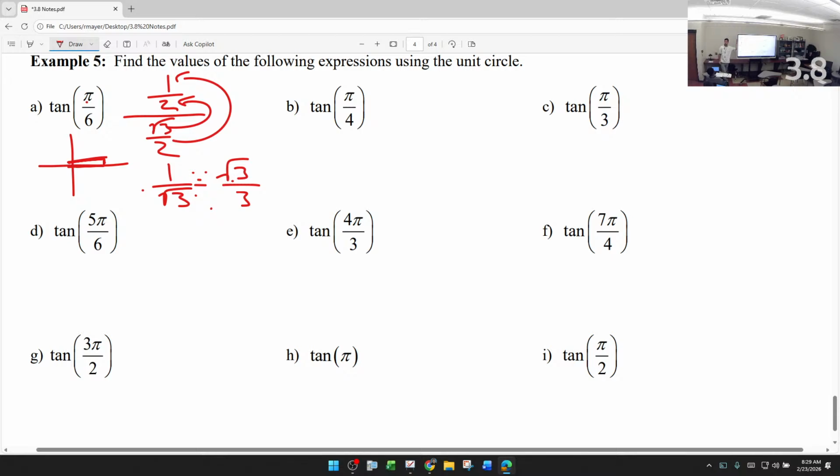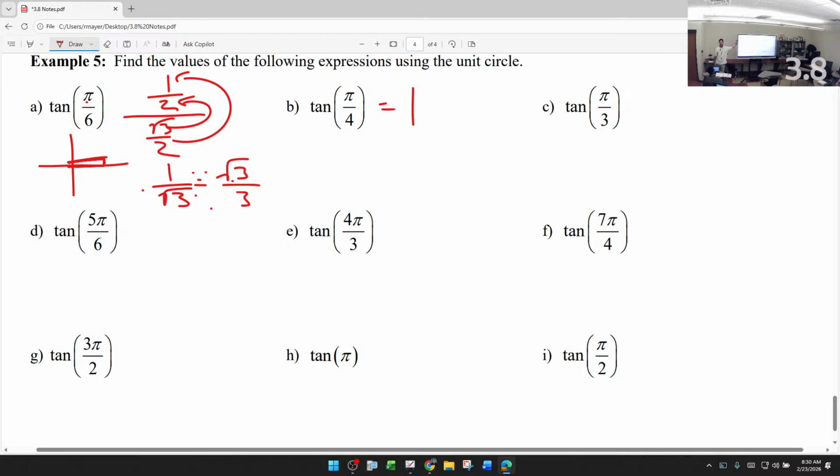Pi over 4. That's in quadrant 1. That's where sine and cosine are the same thing. I do have this one memorized. But even if I don't have it memorized, I can think about it. Pi over 4 is square root of 2 over 2 over square root of 2 over 2, because sine of pi over 4 and cosine of pi over 4 are the same thing. And you put the same thing over the same thing, and you're going to get 1. Good enough of that?